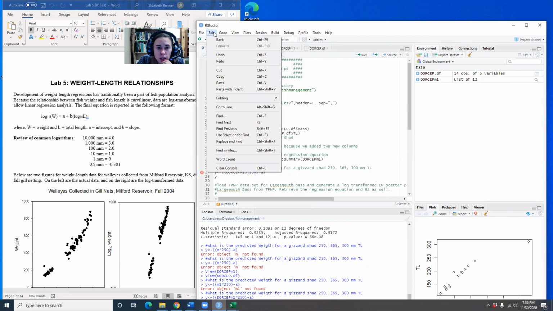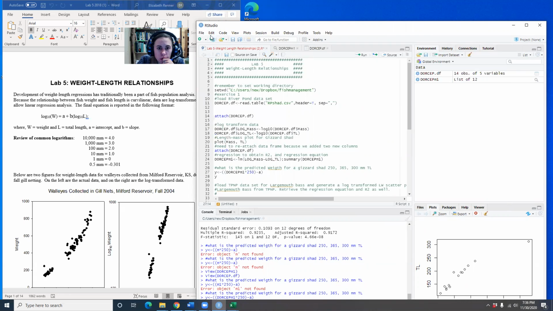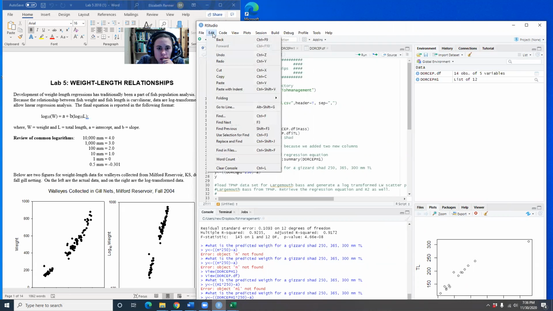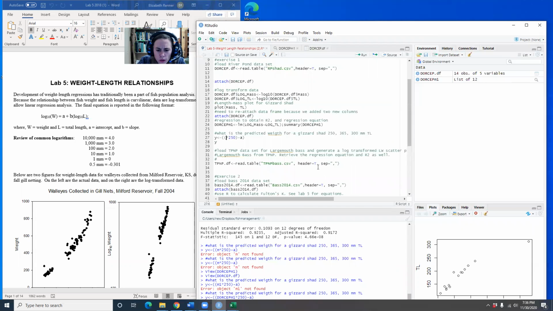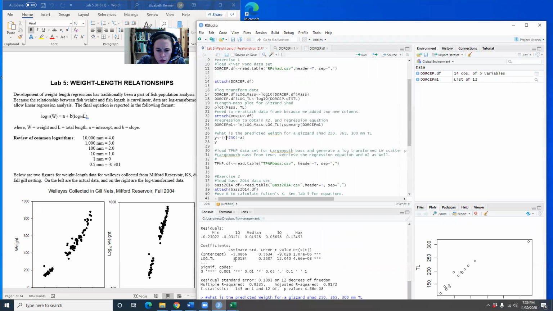Oh, so you're supposed to take the regression equation and put it in there yourself. I see. Okay. Whatever the m value is, the m value is going to be your slope. From that output, the slope is going to be 3.01 times 250, minus a, which is your intercept, so minus 5.0866.